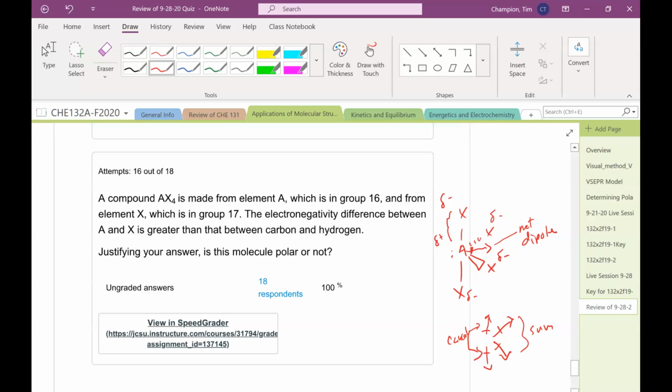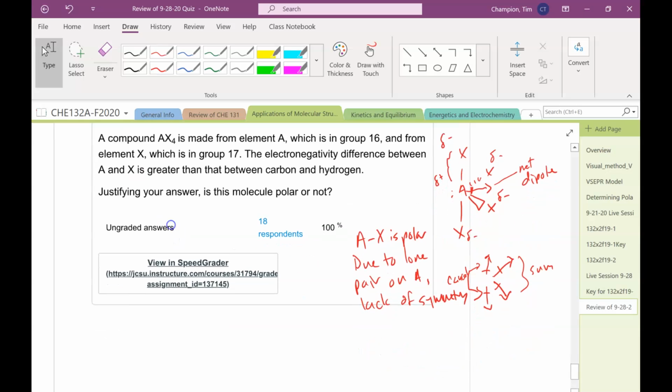The way I generally look at it is that the AX bond is polar, and that, due to the lone pair on A, there is a lack of symmetry, and that results in a net dipole. So the molecule is polar.